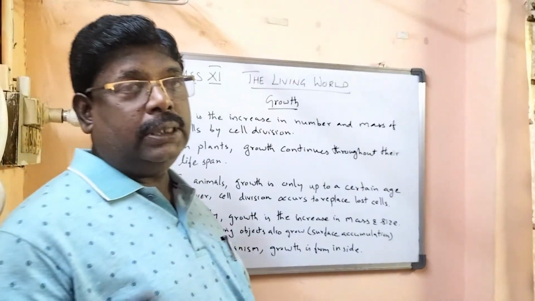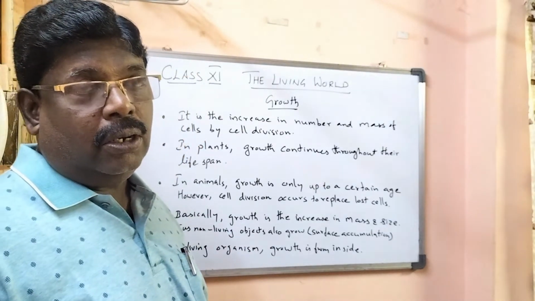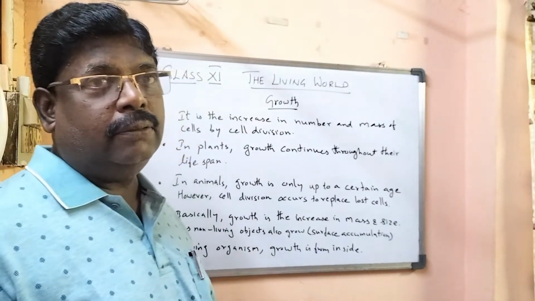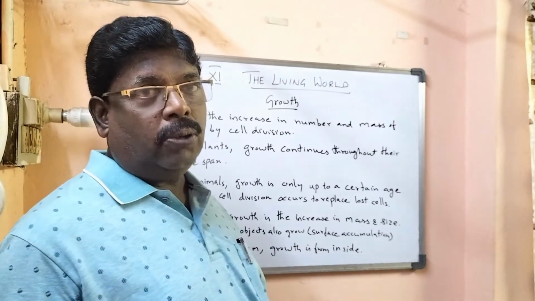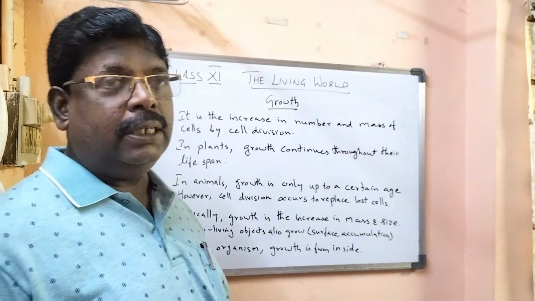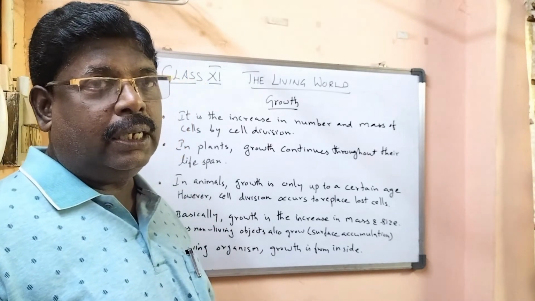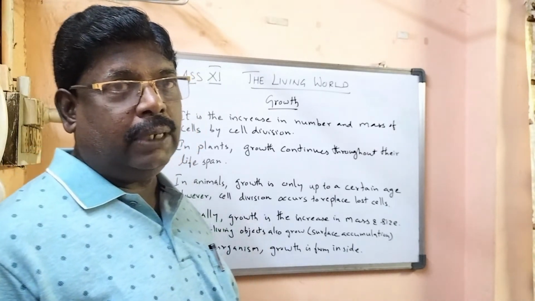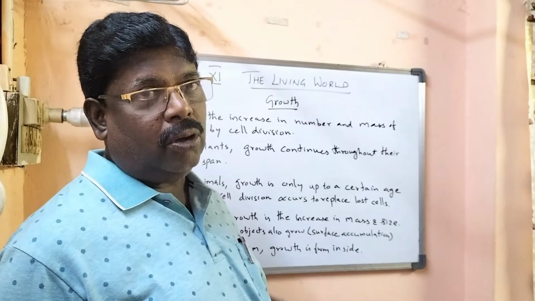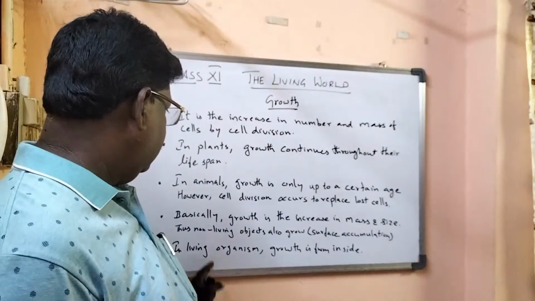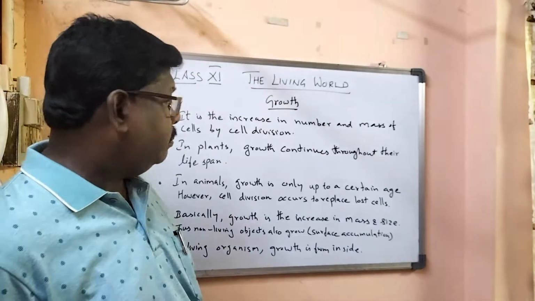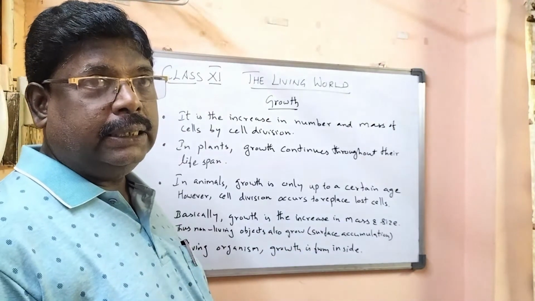However, due to cell division, the lost cells will be replaced. Worn out cells will be replaced. In that way, the cell division will occur and replacement of older cells will happen. However, the growth is stopped at a certain age. Basically, growth means increase in mass and size.